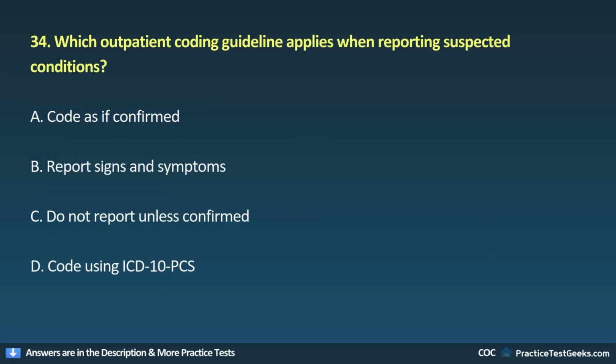34. Which outpatient coding guideline applies when reporting suspected conditions? A. Code as if confirmed. B. Report signs and symptoms. C. Do not report unless confirmed. D. Code using ICD-10-PCS.